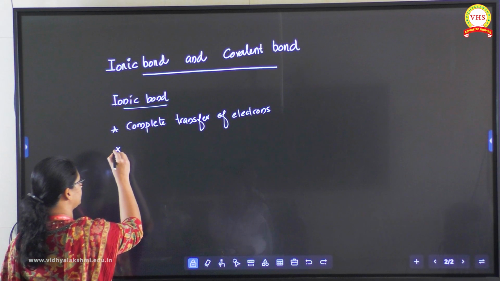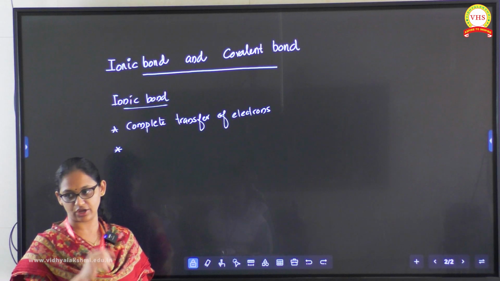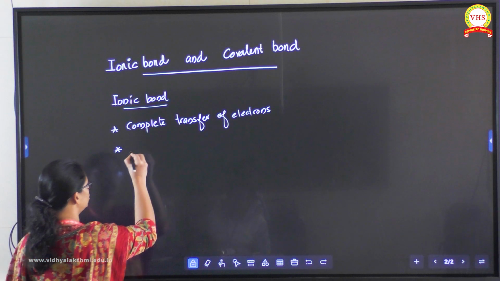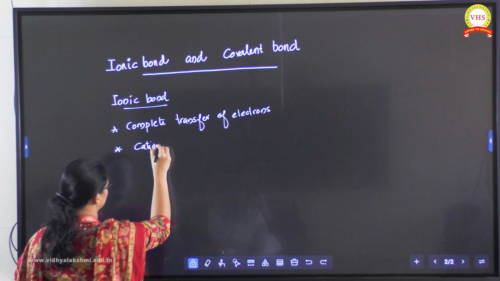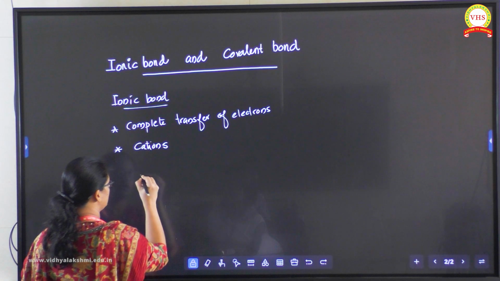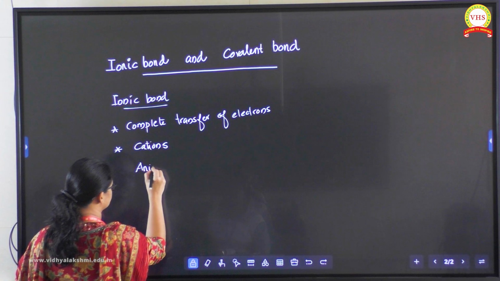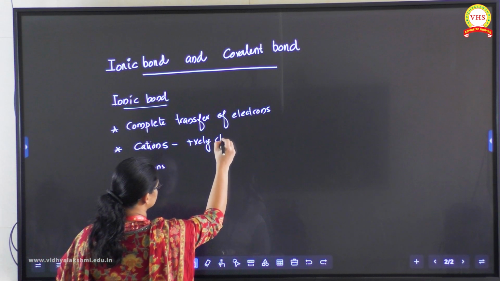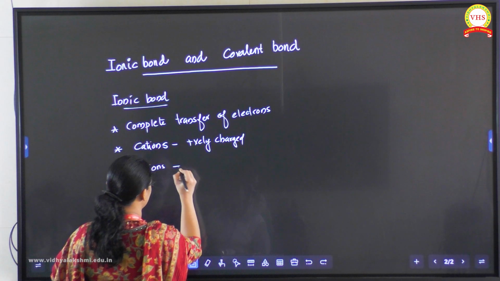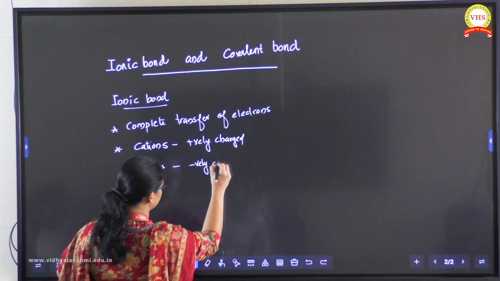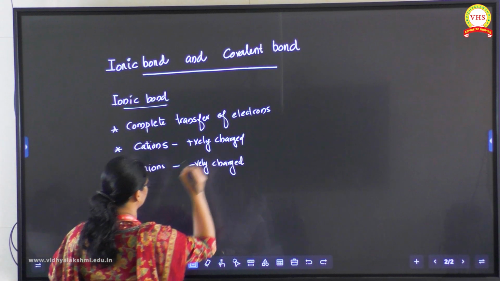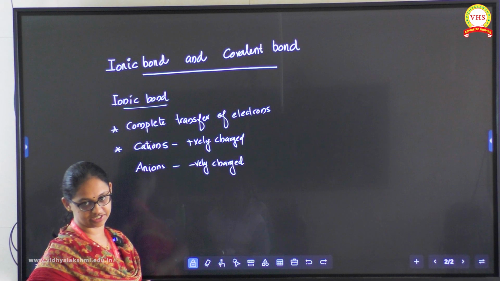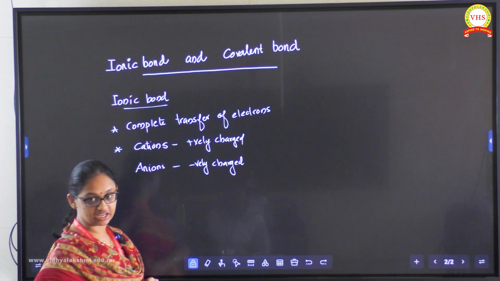By the transfer of electrons, two ions are formed, which are the cations and anions. Two ions are formed by the transfer of electrons between the atoms. One is cations and the other one is anions. Cations are positively charged and the anions are negatively charged.